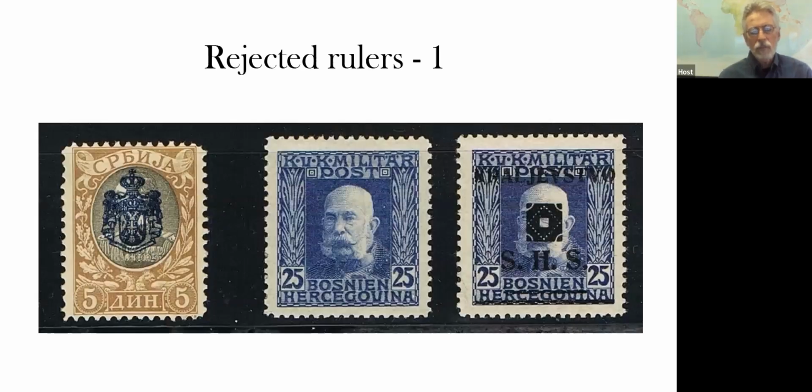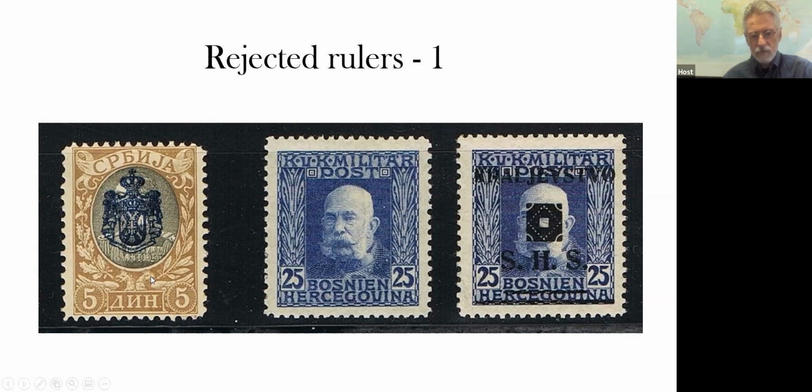Here are a group of what I call rejected rulers. In this case, first of all, we have Serbia. This inscription at the top, believe it or not, says Serbia in Cyrillic script. And what happened here is that there was a change of dynasty. I can't give you all the historical details, but the kings of Serbia were from the Obrenović family until this guy, and then another family, the Karađorđes, took over. And I can maybe tell you more about that on another occasion.